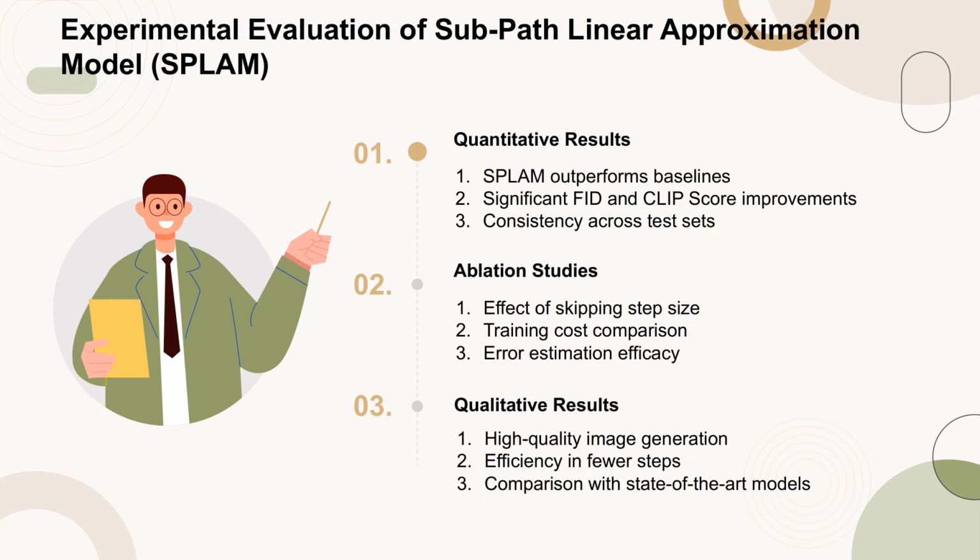The experimental evaluation of the Subpath Linear Approximation Model, SPLAM, demonstrates its superior performance across various metrics. Quantitatively, SPLAM significantly outperforms baseline methods in terms of FID and CLIP score, showing consistent results across different test sets. In ablation studies, the effect of varying skipping step sizes and the associated training costs are examined, revealing SPLAM's ability to maintain high image fidelity with large steps and its efficient convergence. Additionally, the error estimation study validates SPLAM's effectiveness in minimizing approximated errors. Qualitatively, SPLAM produces high-quality images efficiently, even in fewer steps, and compares favorably with state-of-the-art models. These results collectively highlight SPLAM's robust performance and potential for practical applications.